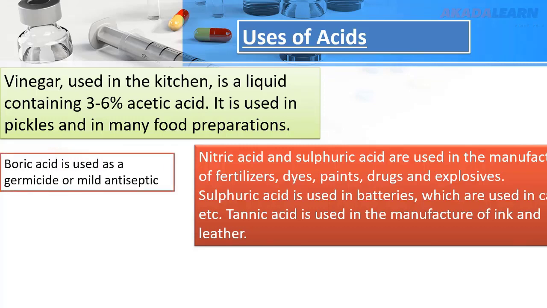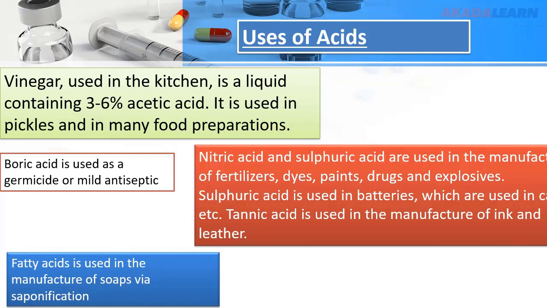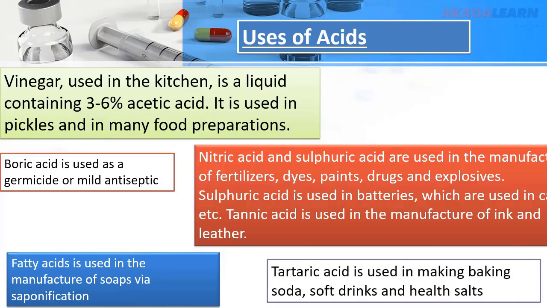Boric acid is a germicide and a mild antiseptic. It is used to make germicides and antiseptics that we use in our toilets and bathrooms. Fatty acids are used in the manufacture of soaps through the process of saponification, while tartaric acid is used in the making of soda, soft drinks, and of course, health salts.